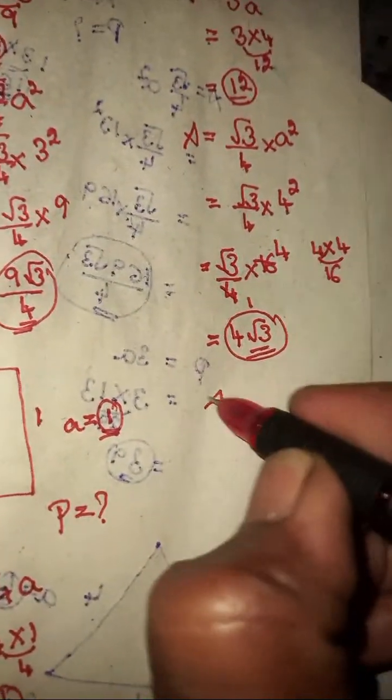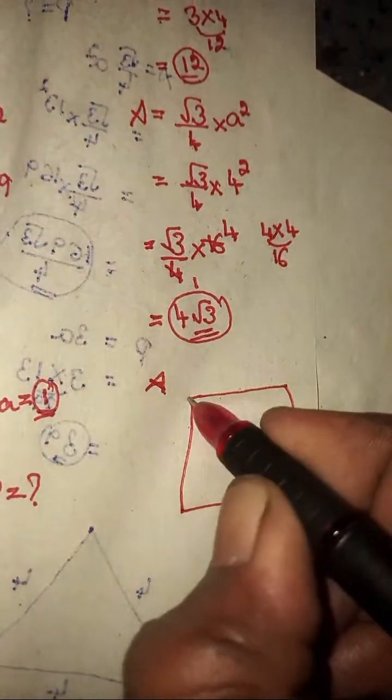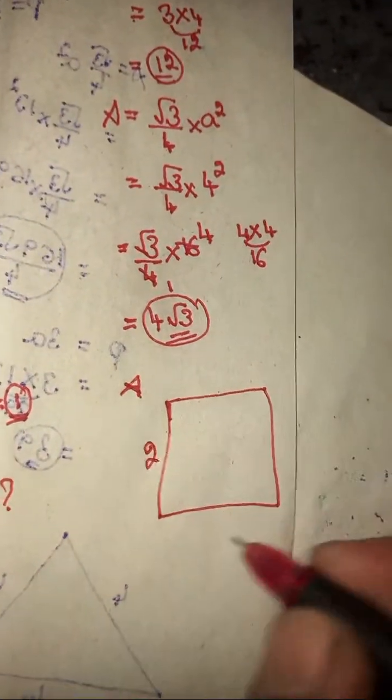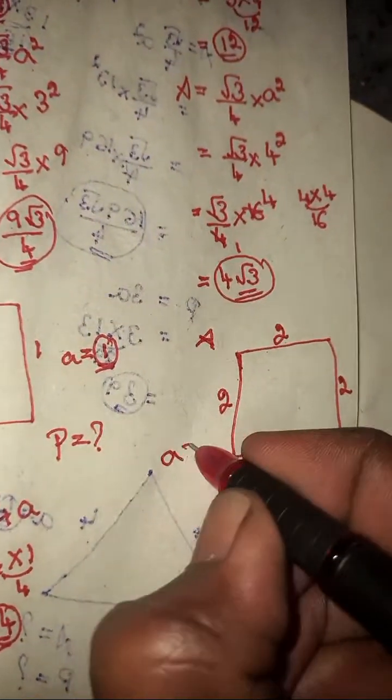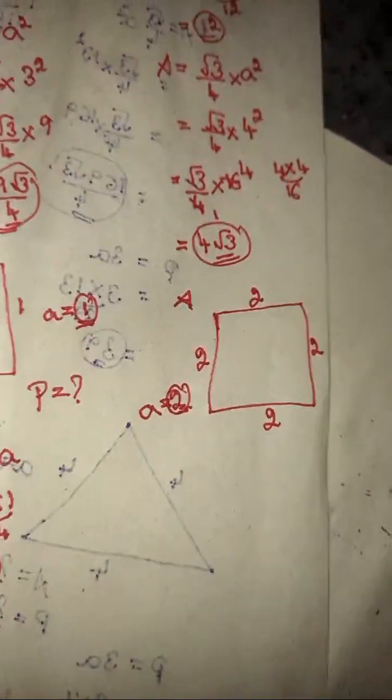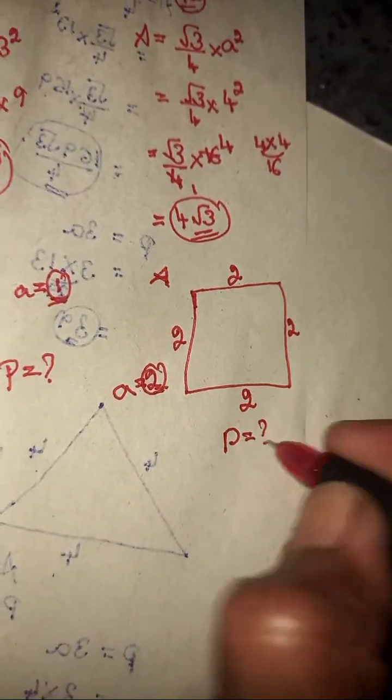Let's take one more square. In this square, all sides are 2 units in length, so the side length is 2 units. Here, find out the perimeter.